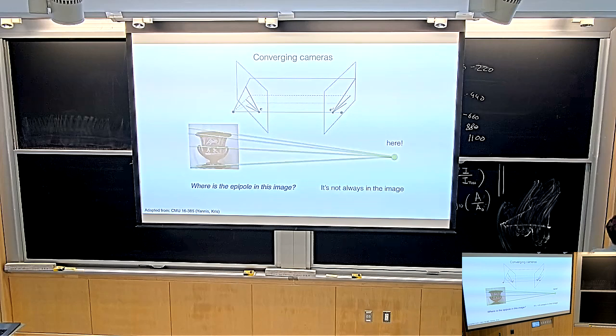Okay, where's the epipole? So where is the projection of that camera origin onto this image? It lies somewhere over here. As you can see, all the epipolar lines go through the epipole. So you can always tell where the epipolar lines converge. That's where the epipole lies.